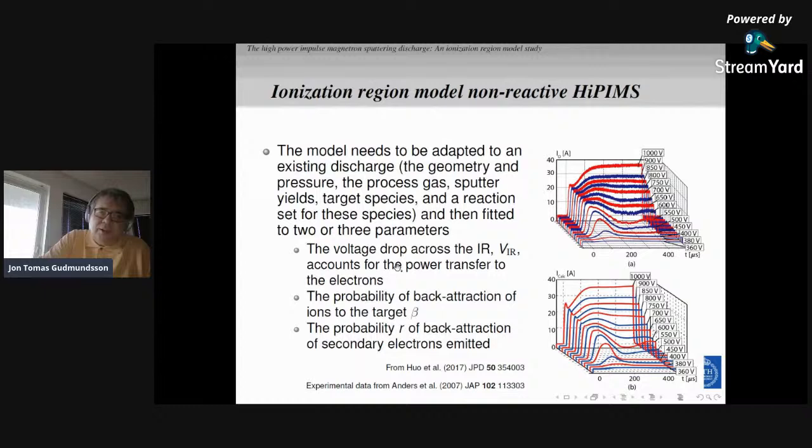These parameters are the voltage drop across the ionization region, which we list as VIR, and this accounts for the power transfer to the electrons in the plasma bulk. The other fitting parameter is the back attraction probability of the ions of the sputtered species back to the target, which I discussed before. So the model takes in the current waveform. We assume that the voltage, usually in newer power supplies, is just a square. So we take in the current, and by adjusting these two parameters, we try to reproduce the current waveform. This is how the model was originally designed.